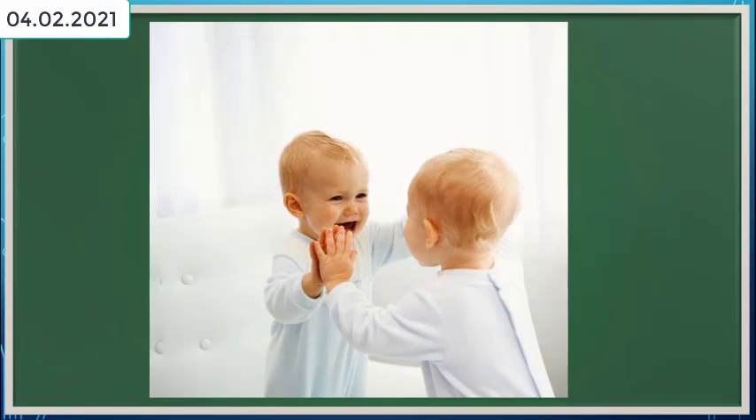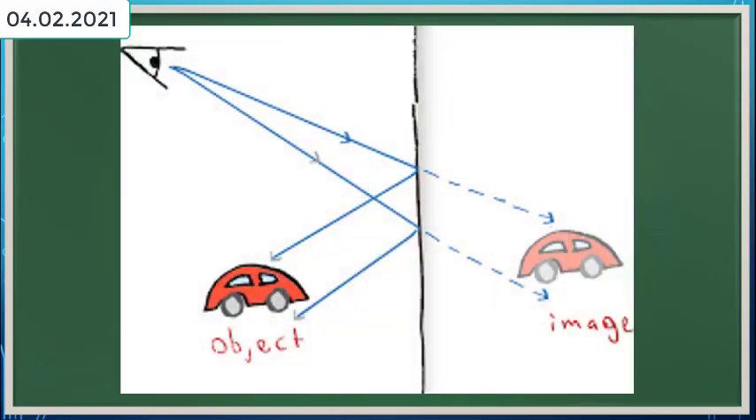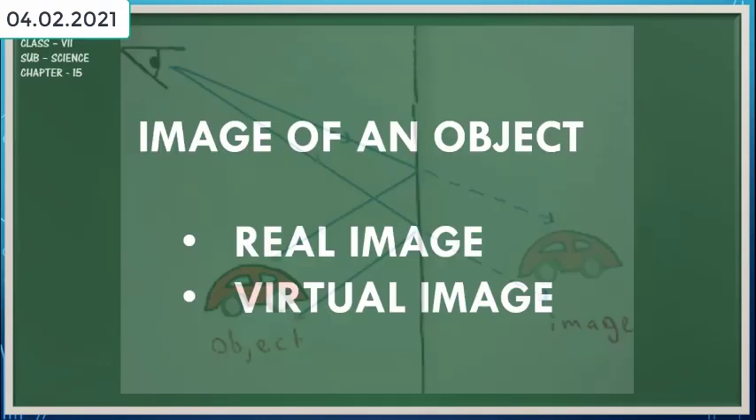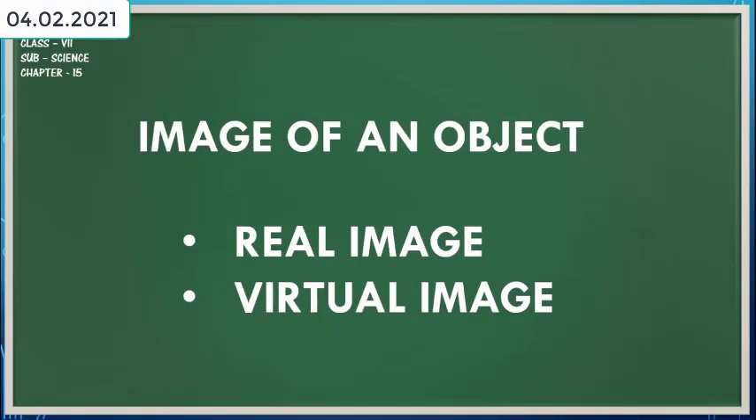There are two types of images: real image and virtual image. What is a real image? A real image is an image which can be obtained on a screen. Example, the image formed on a cinema screen. When the light rays coming from an object actually meet at a point after reflection from a mirror, it results in the formation of a real image.